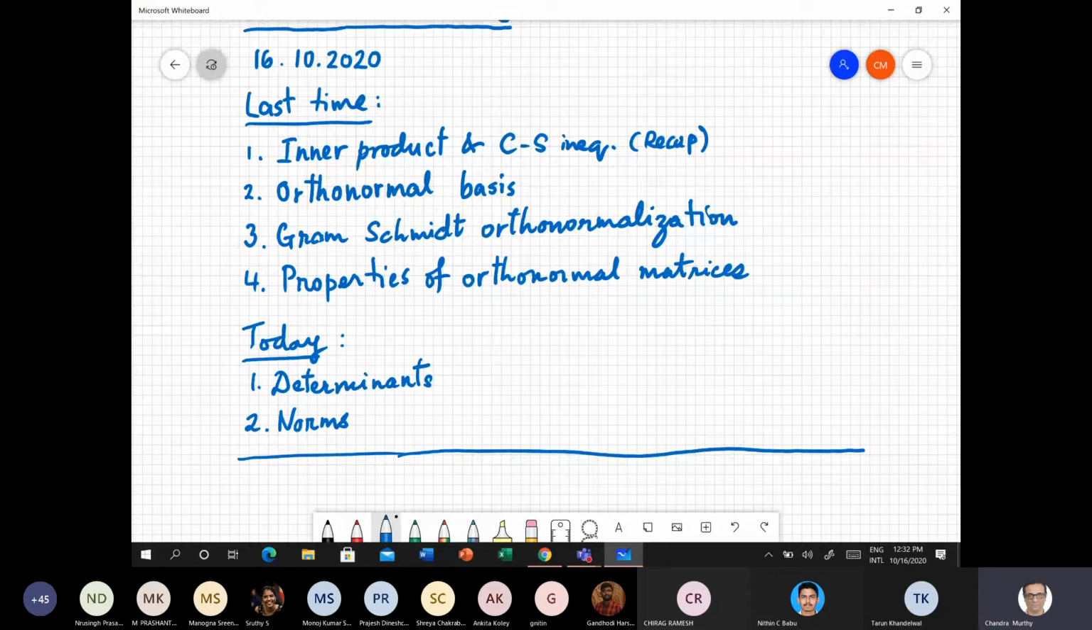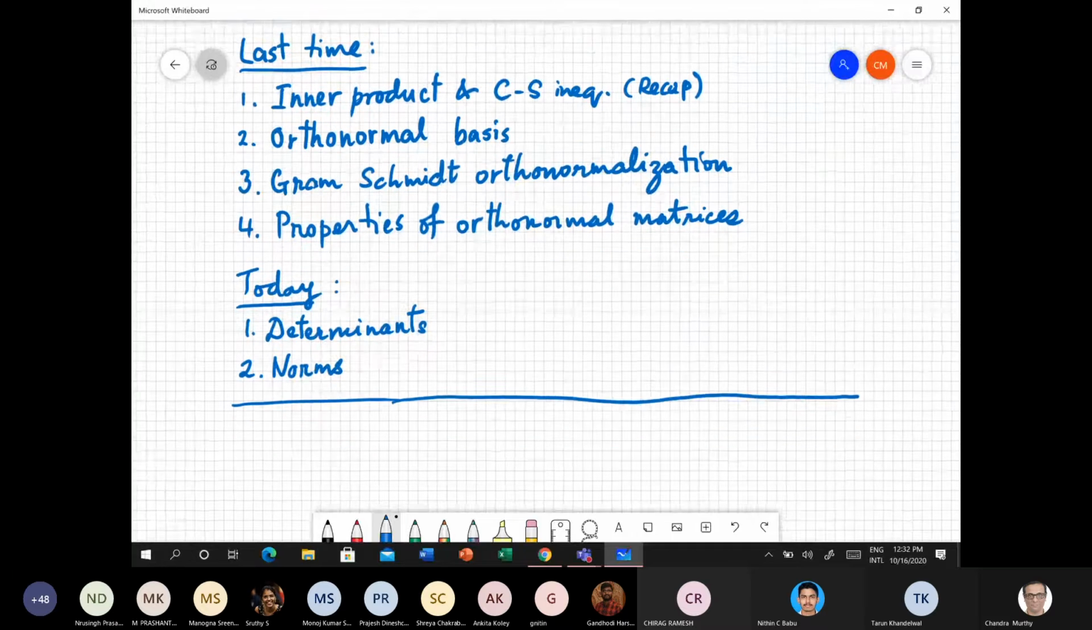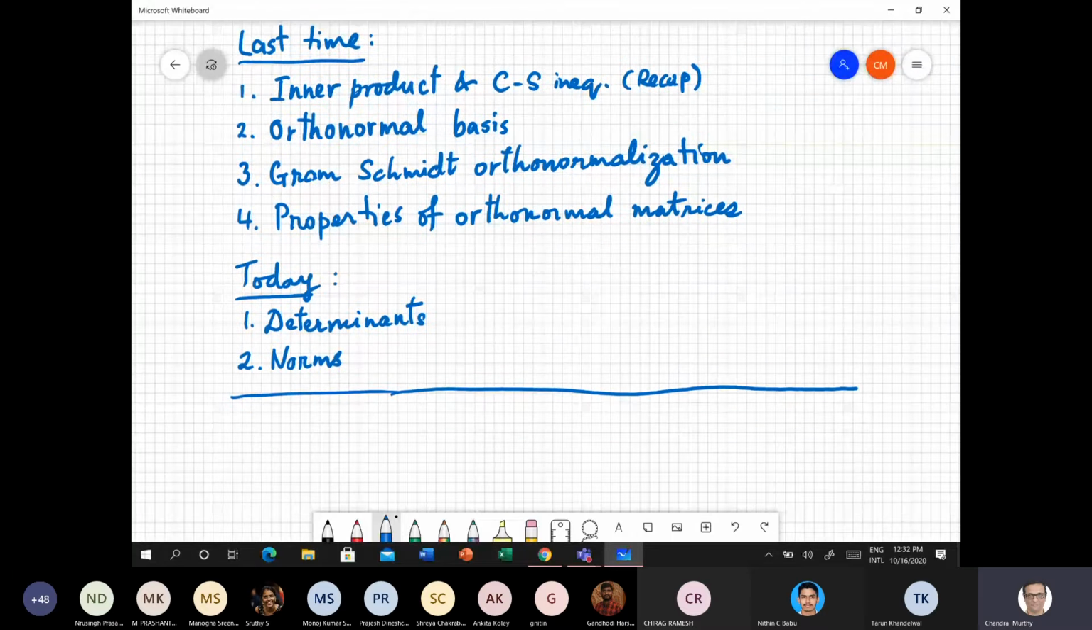So today we will talk about two other topics. The first is determinants and the other is norms. So are there any questions about the previous class before we begin? Okay, so we'll start talking about determinants.